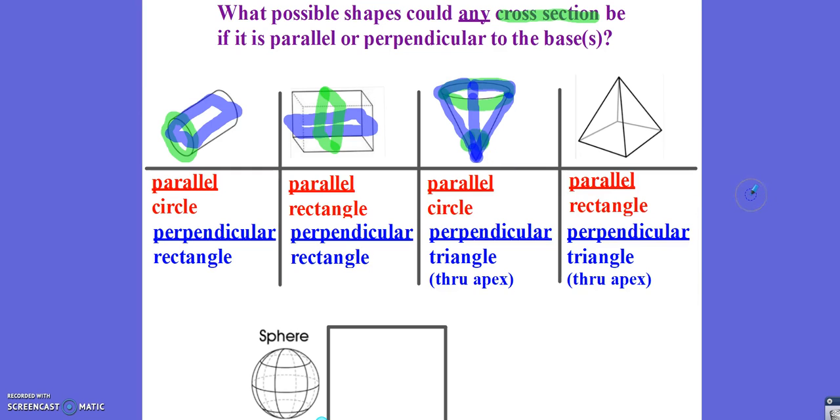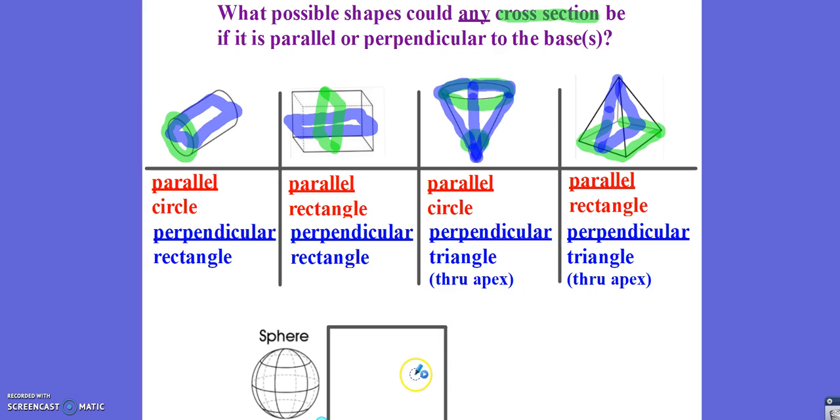If it's a pyramid, again, slicing parallel to the base is just going to give us a cross-section that is the same shape as the base. And as we move up to the apex, it's just going to become a smaller rectangle. And then I can also do it perpendicular to the base, and it's going to create this triangle shape. So that cross-section would give me a triangle.